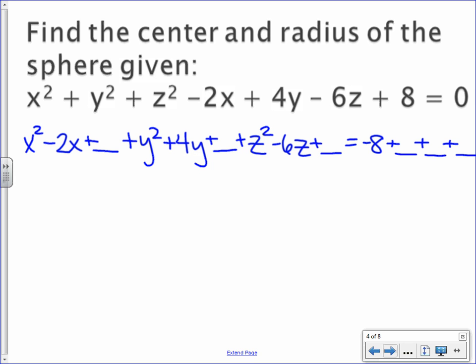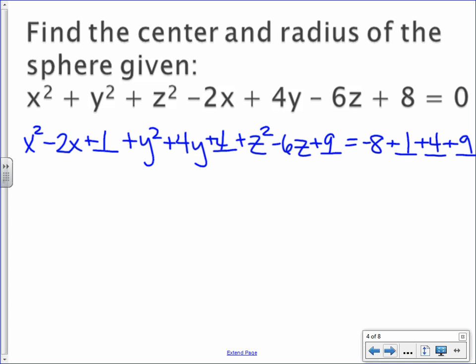Okay, so what completes the square? 1, so we add 1 to both sides. What completes the square here? 4, so we'll add 4 to both sides. What completes the square here? So we'll add 9 here.